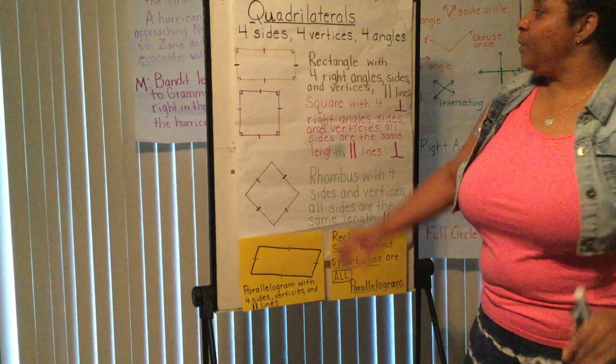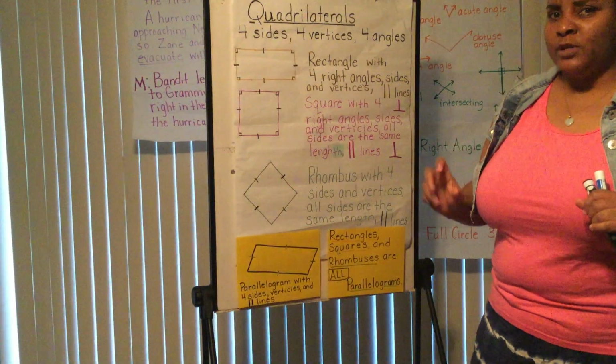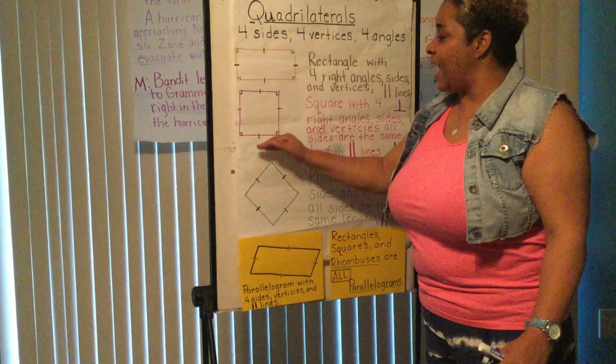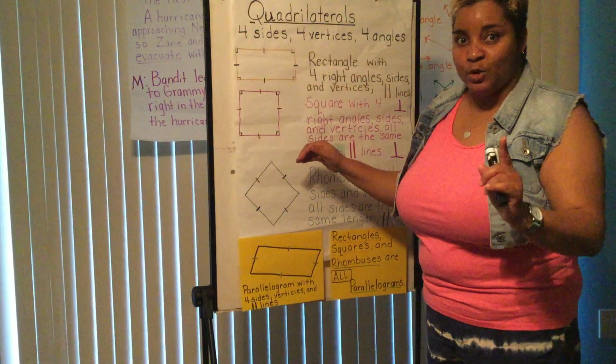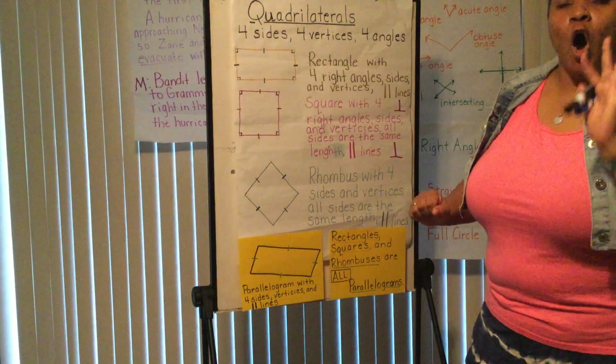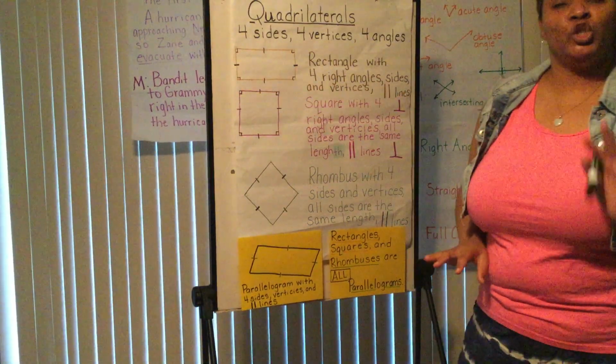Now we talked about a difference between the rectangle and the square. Who remembers? If you remember, type it in the comments for me. On a square, all the sides are the same. Do it again. On a square, all the sides are the same. On the rectangle, two sides are long, two sides are short.